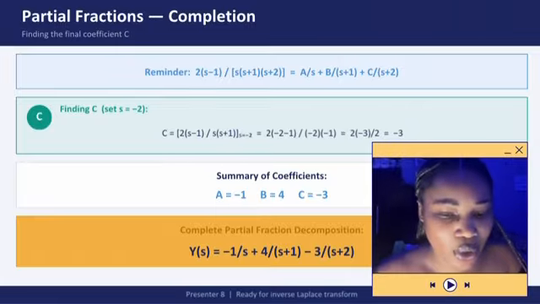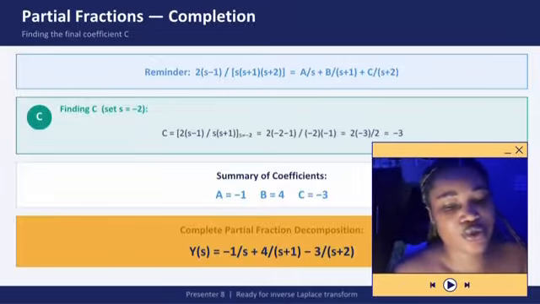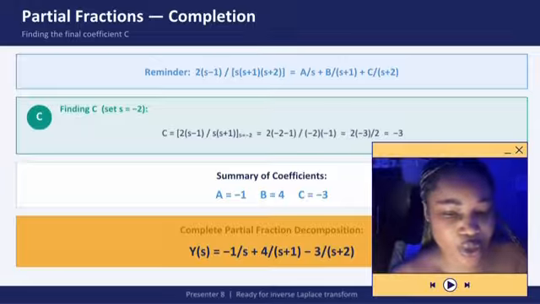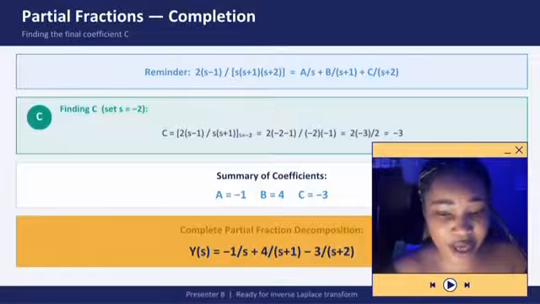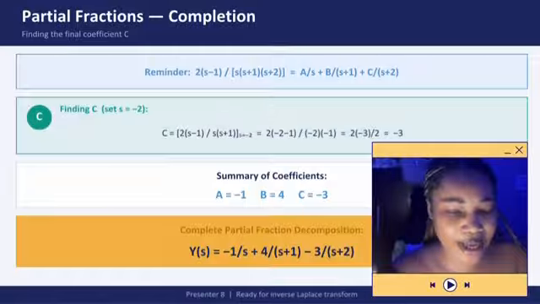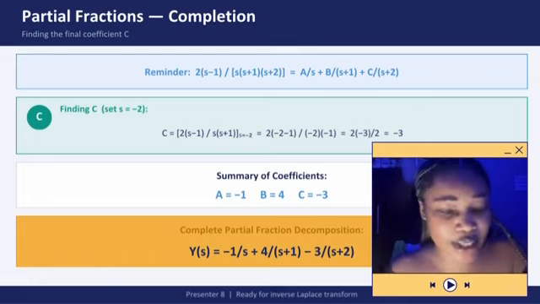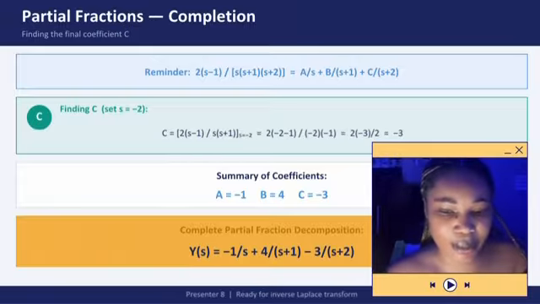So to summarize all the three coefficients, A is equal to negative 1, B is equal to 4, and C is also equal to negative 3. By substituting all these back into the partial fraction form, Y(s) is equal to negative 1 over s plus 4 over (s plus 1) minus 3 over (s plus 2), as shown on my screen.